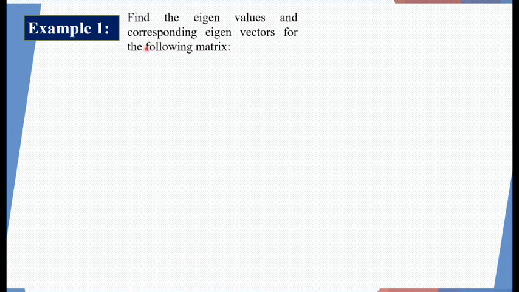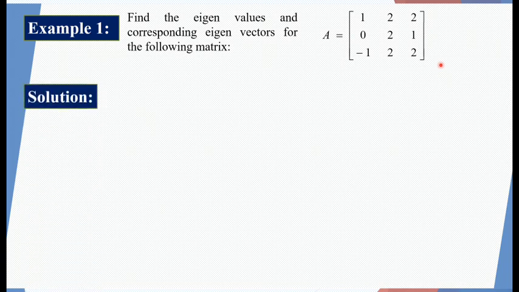So moving on to the examples based on these phenomena. Example 1. Find the eigenvalues and corresponding eigenvectors for the following matrix, and the matrix is 1 2 2, 0 2 1, minus 1 2 2. So this is the normal matrix, or we can say this is a non-symmetric matrix.